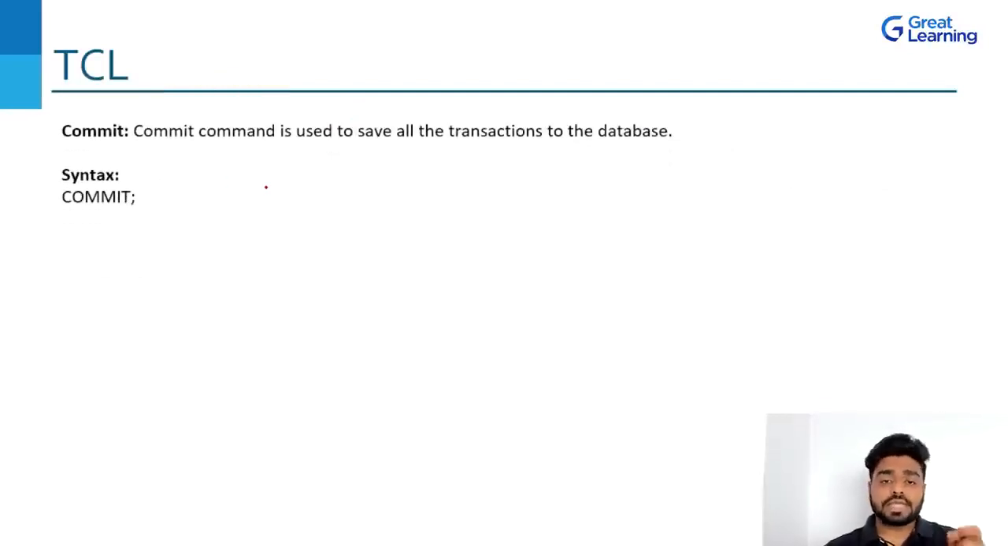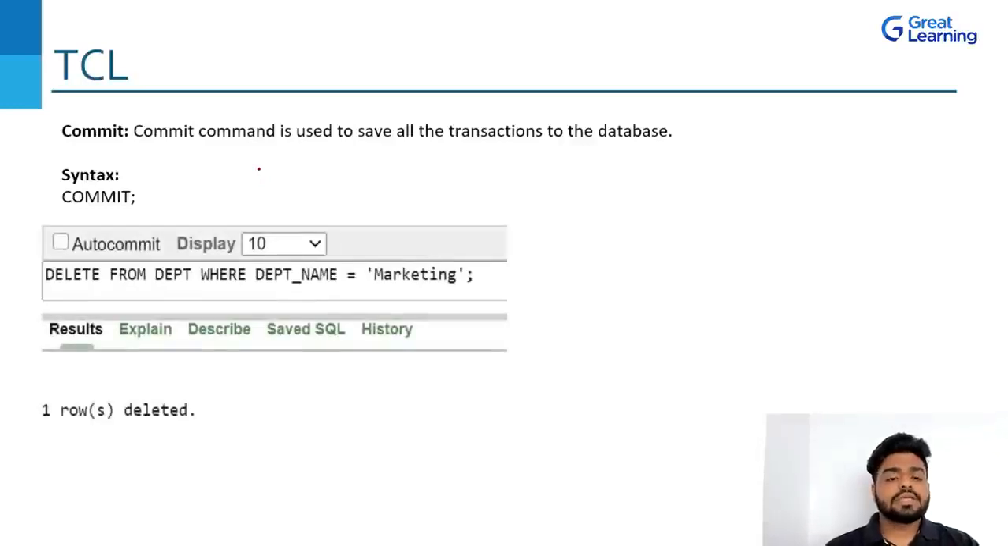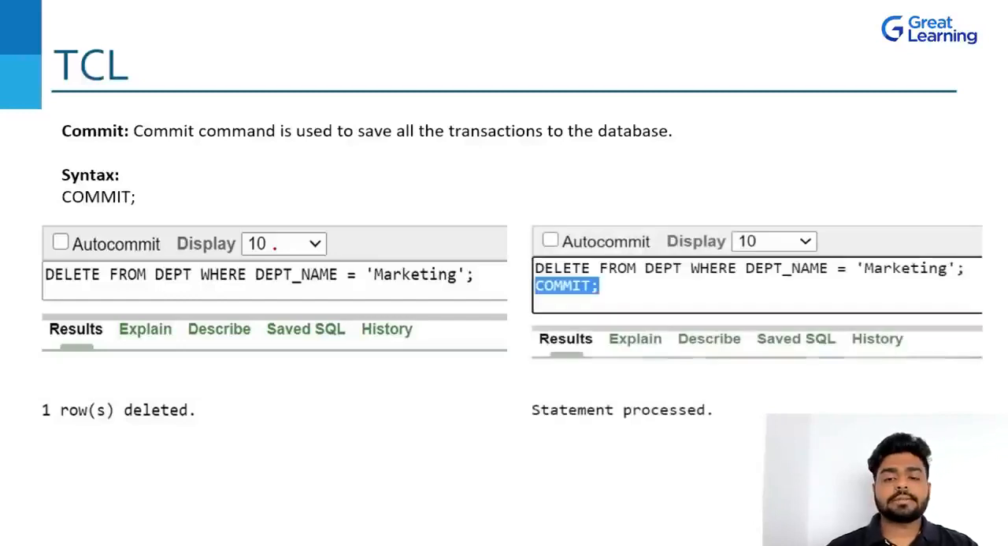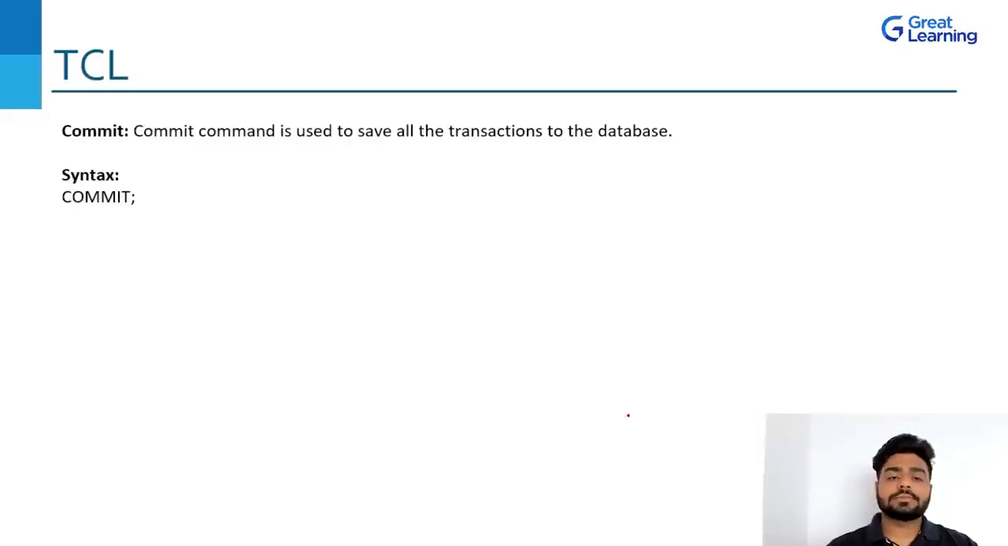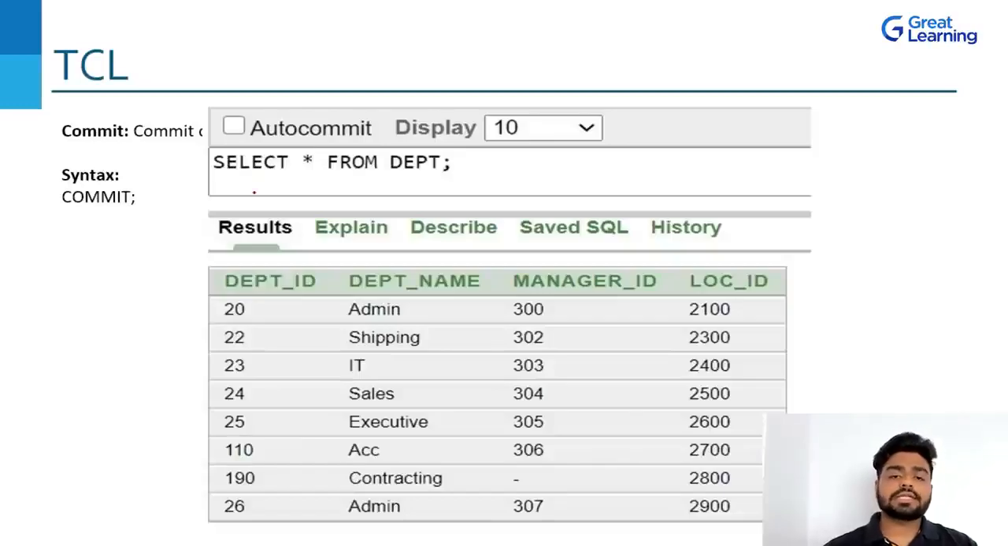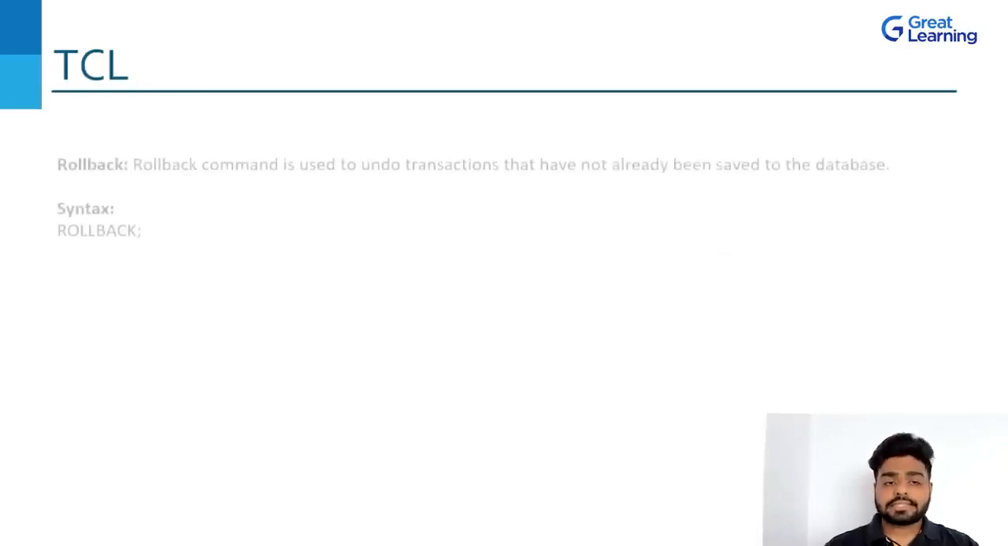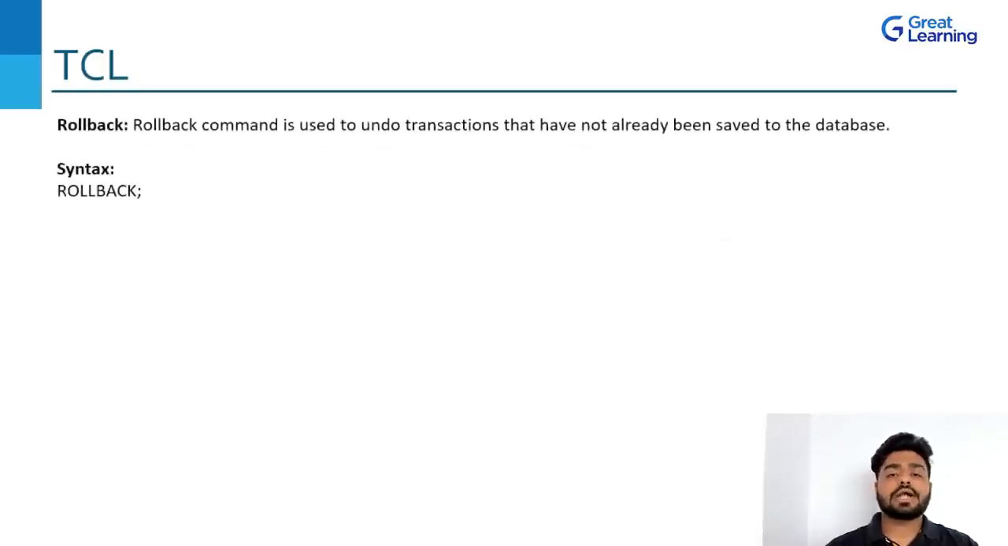So in DML we use commit. The commit command is used to save all the transactions to the database. If I have this particular query, delete from department where department name equal to marketing, one row is deleted, and I have committed it. Committed means it's permanently done, so the statement is processed. Now if I do select star from department, I won't be able to find that data. The next one is rollback. The rollback command is used to undo transactions that have not already been saved to the database.